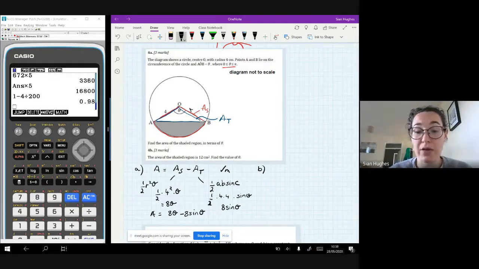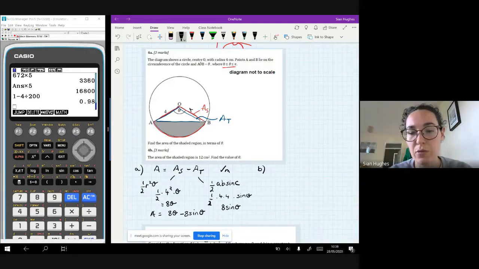And you get 3 marks for that. So there's a mark for doing these, then a mark for correctly substituting the numbers in, and a mark for the final answer simplified correctly. And then part B, the area of the shaded region is 12.